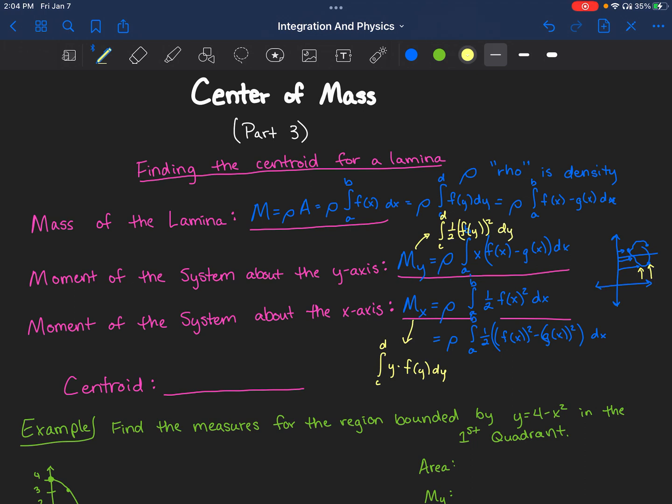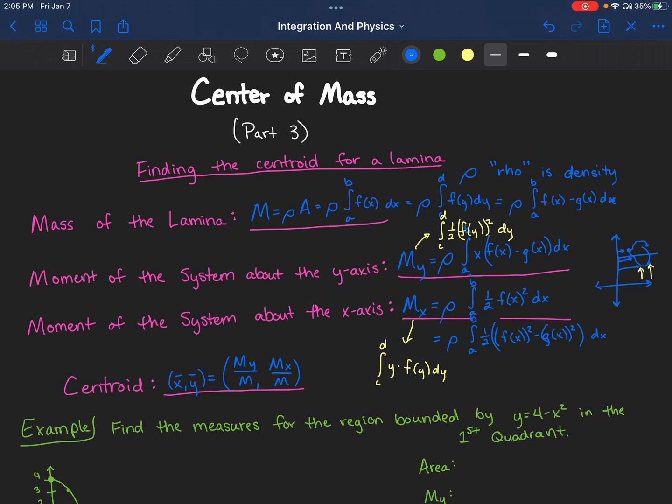And we're going to find the centroid the same way we've been finding it. x bar, y bar is my centroid, my center of mass. We're going to take m sub y over m and m sub x over m. Again, because the moment of the system about the y-axis is actually using the x values. The moment of the system with respect to the x-axis is actually using the y values, the height. It's finding the distance along the y variable.